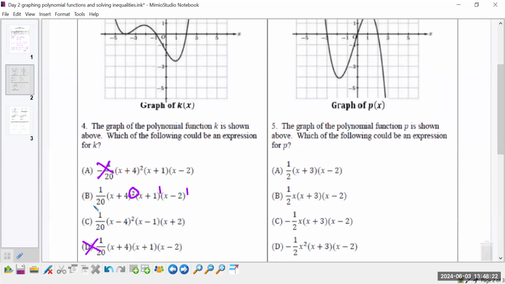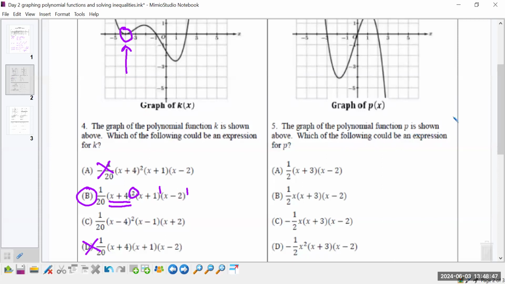So now I'm looking between B and C, and I notice that the graph is tangent at the x-intercept at negative 4. So I want the factor x plus 4 to be squared, because it's going to give me the x-intercept of negative 4, and because it's squared, it's a double zero. So I know my answer is B.